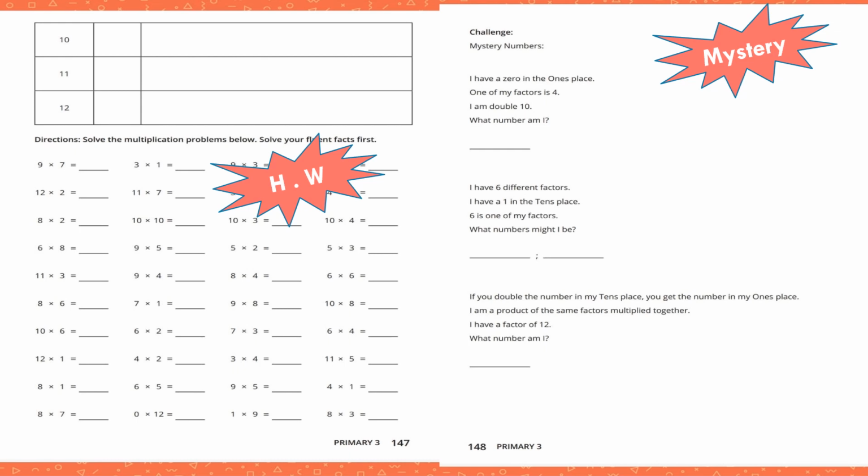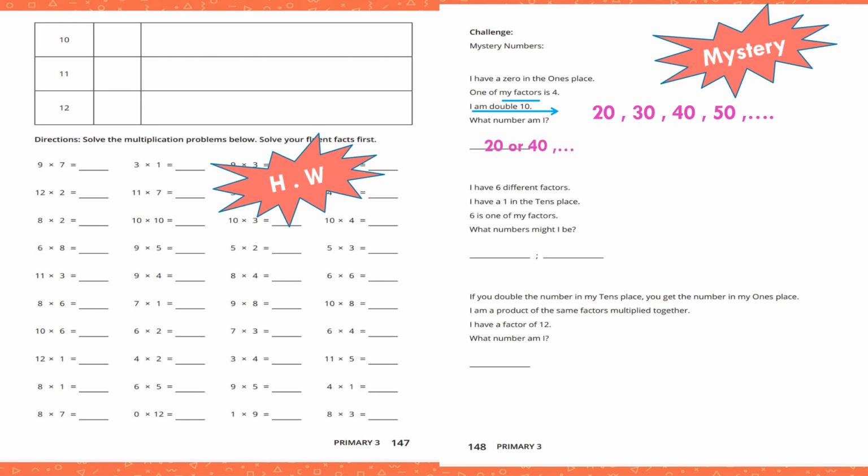Now, let's move to this challenge and get the mystery number. I have a 0 in the ones place. One of my factors is 4. I am double of 10. What are the doubles of 10? The numbers that have 0 in their ones, like 20, 30, 40, 50, and so on. So, which of these numbers has 4 as a factor? 20 is 4 times 5, and 40 is 4 times 10.